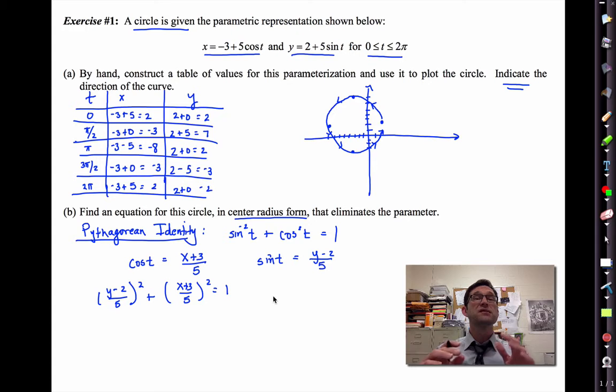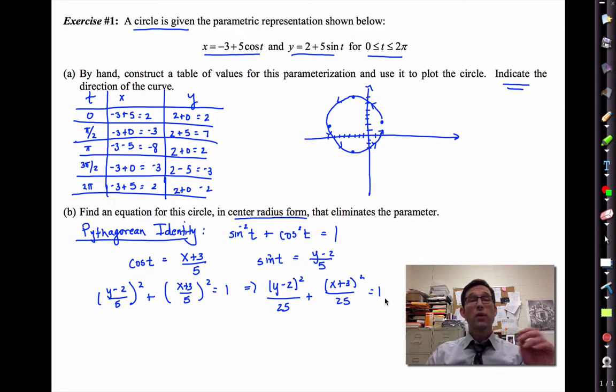Now I'm going to do something that's going to seem kind of weird at this point. I'm going to leave the numerators unsquared. So I'm going to rewrite these as (y - 2) quantity squared, but I am going to square the denominators. That's divided by 25, and (x + 3) quantity squared also divided by 25 equals 1. We could actually leave it like that. I think that's a lovely way to leave it. It's not center radius form.